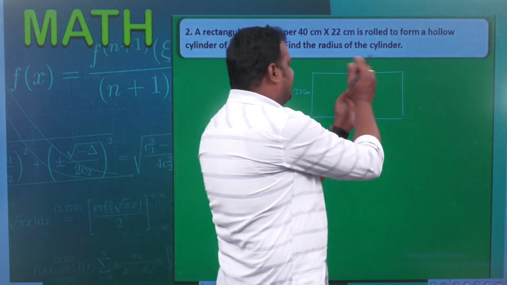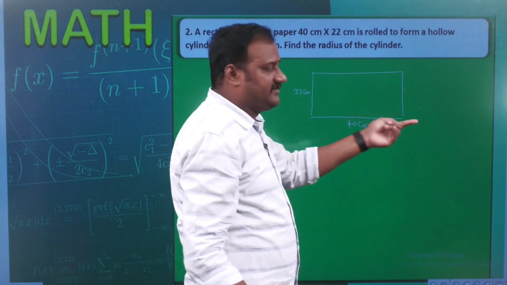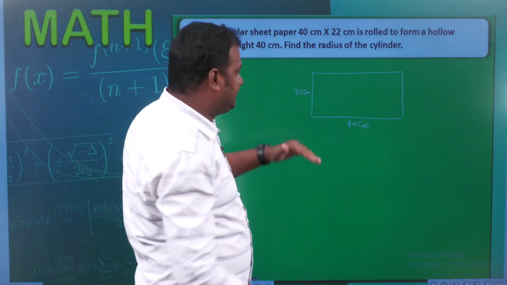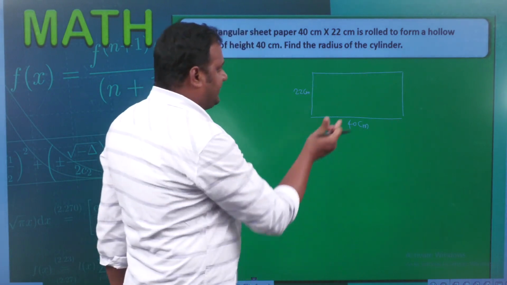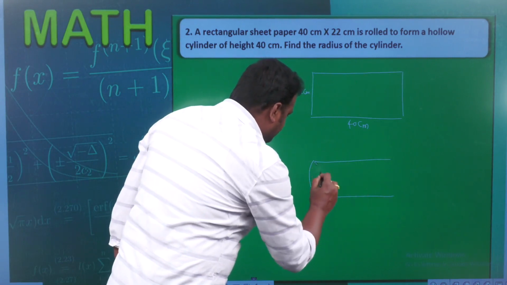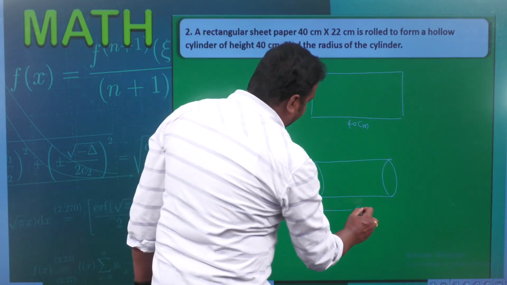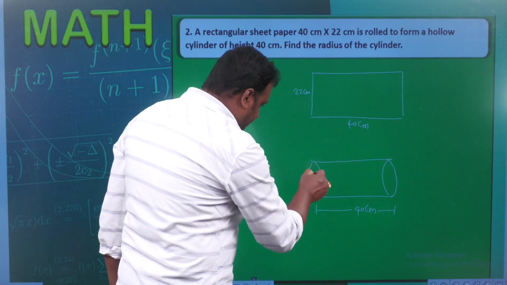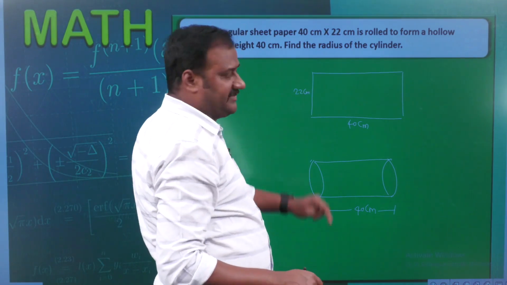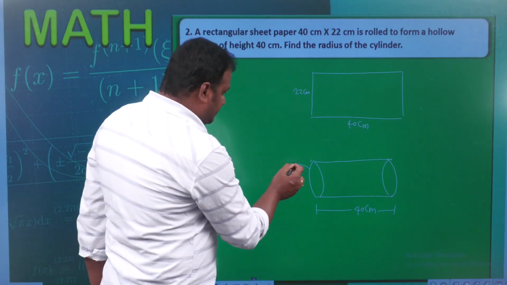If it is rolled in this direction, then the height will become 22 centimeters. Suppose it is rolled in this direction, then the height will become 40 centimeters. For that, it was given that the height of the cylinder is equal to 40 centimeters. It means it is rolled in this direction. So when it is rolled in this direction, the cylinder so obtained is this. For this cylinder, the height is going to be 40 centimeters. And this is the length of this circle. Length of the circle is nothing but 22 centimeters. Length of the circle is equal to the circumference of the circle. So this circumference of the circle is 22.